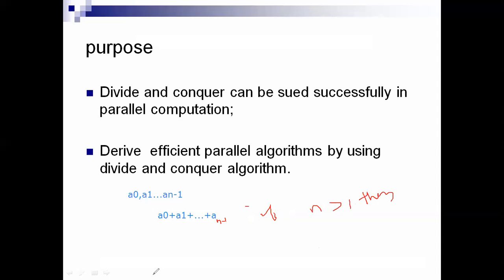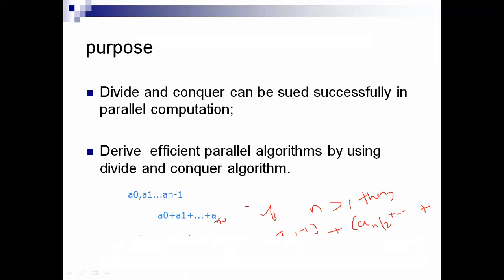If n is greater than 1, then we divide this into sub parts, that is a of 0 plus a of 1 plus and so on up to a of n by 2 minus 1, plus a of n by 2 plus and so on, plus a of n minus 1. So I divide this problem into two sub problems.